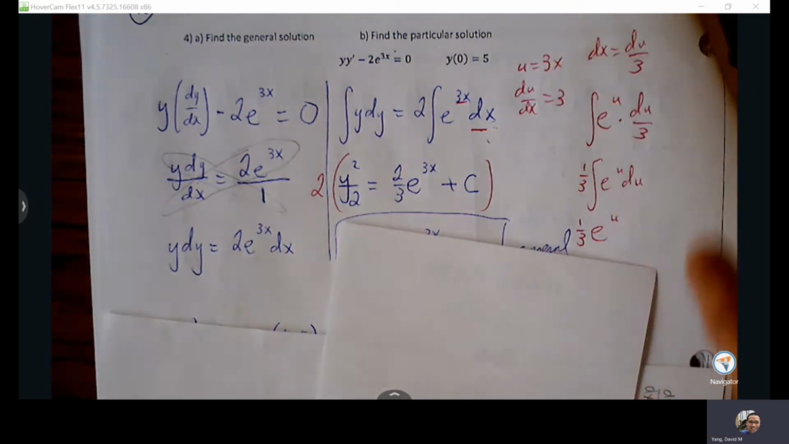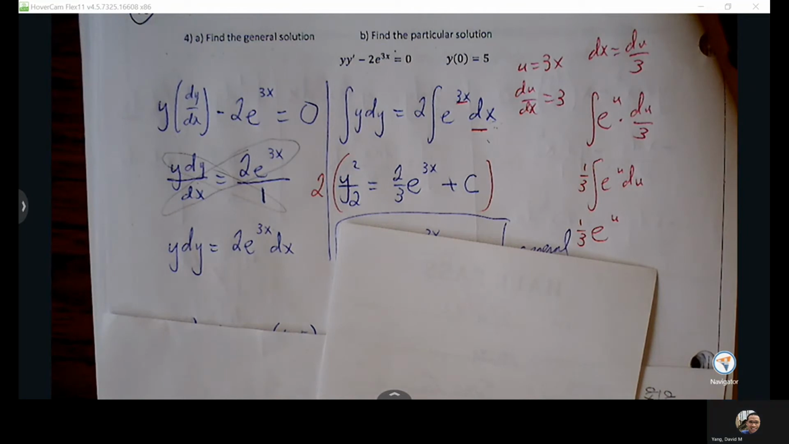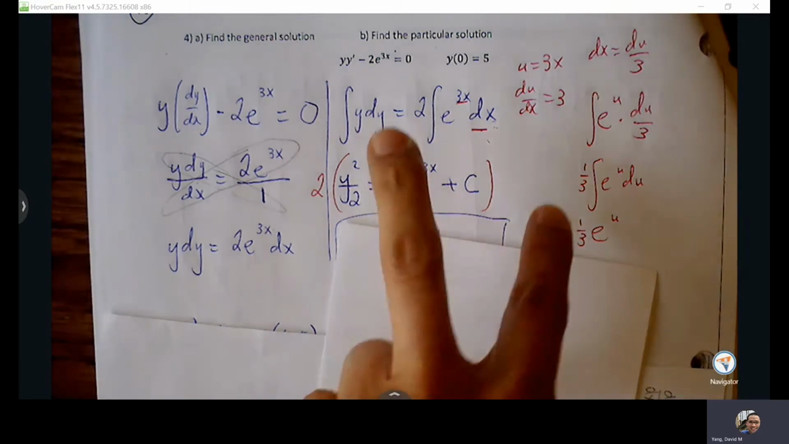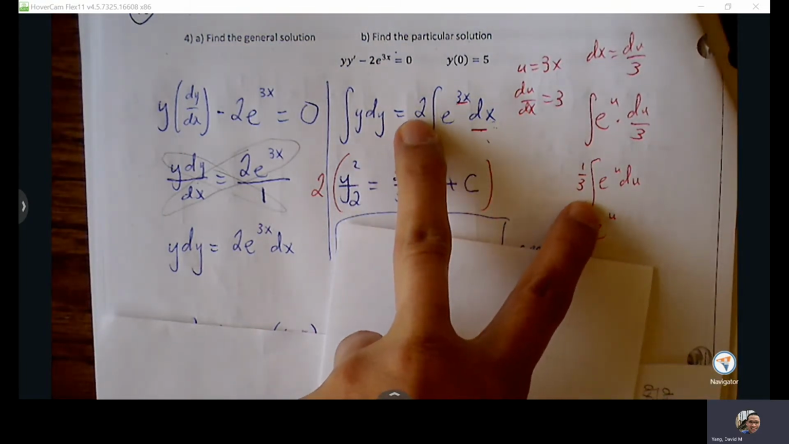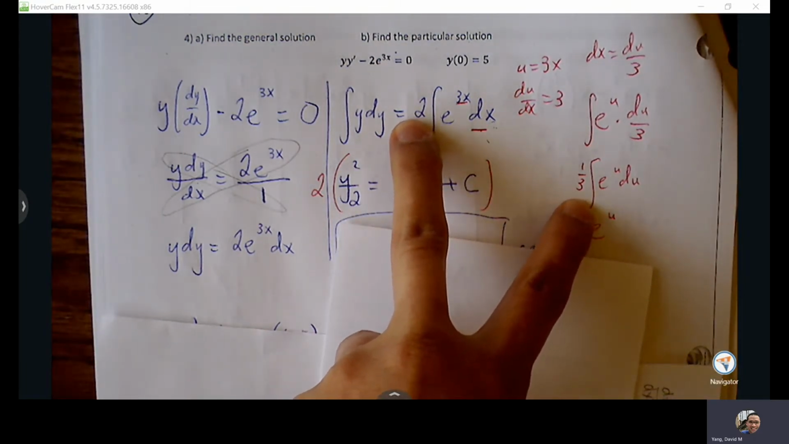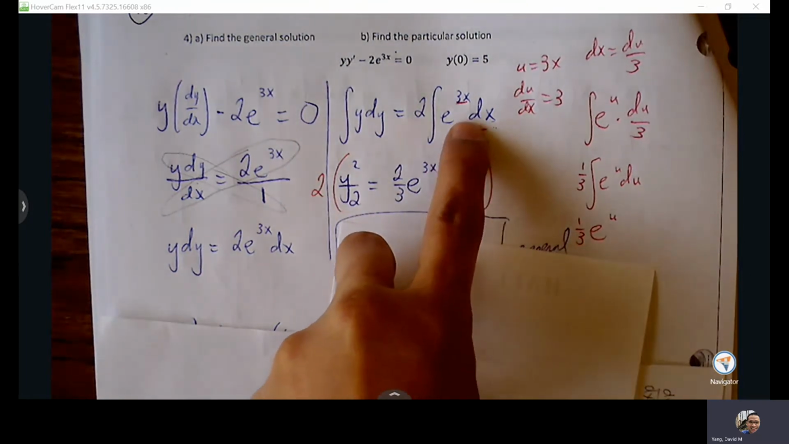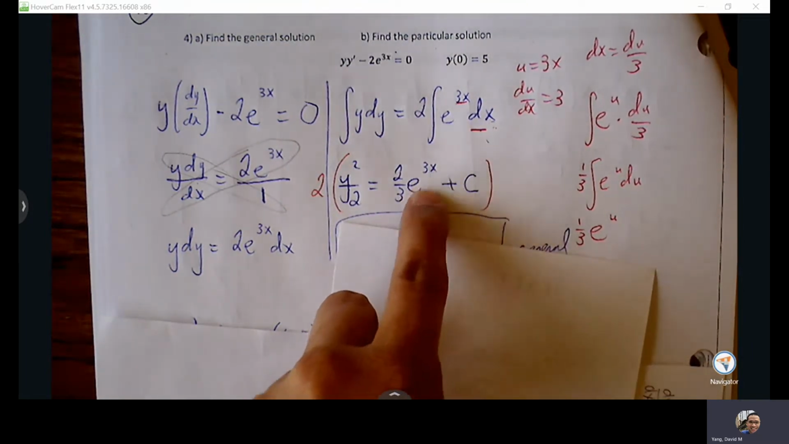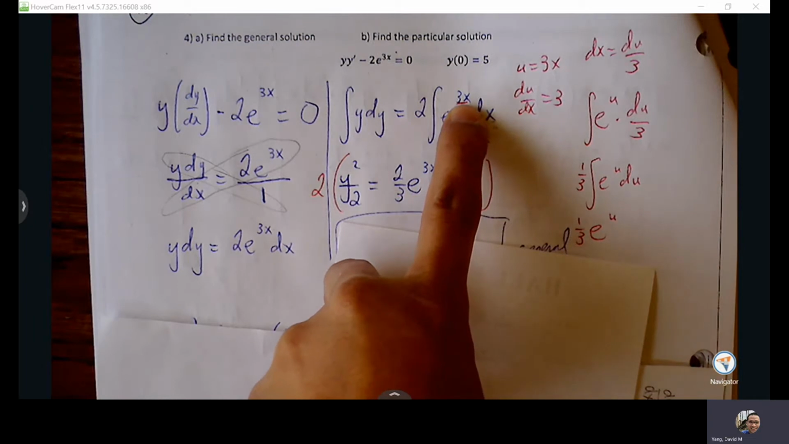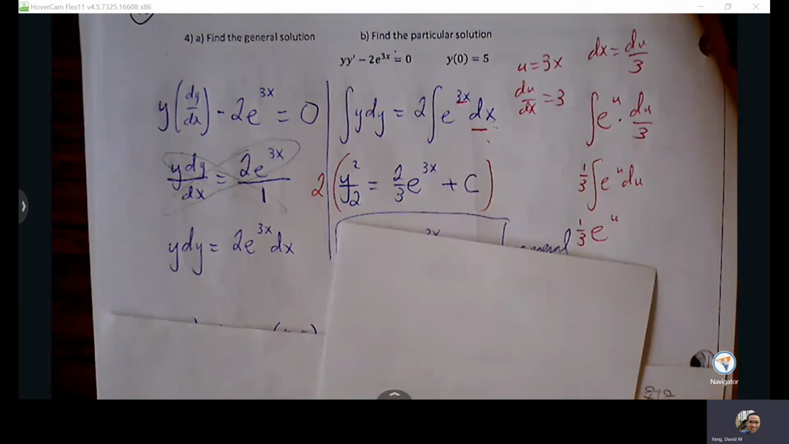Your u value is 3x, du over dx equals 3. There's a leftover coefficient of 1/3, but don't forget about the 2 that's already out here. So you want to involve both the 2 and 1/3, so 2/3. You know e to the u just becomes e to the u. Nothing changes there, it's just that that 3x is going to have a leftover impact.